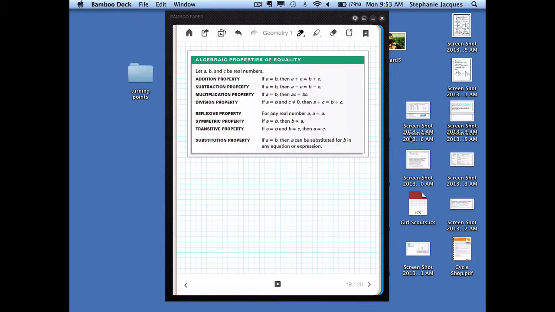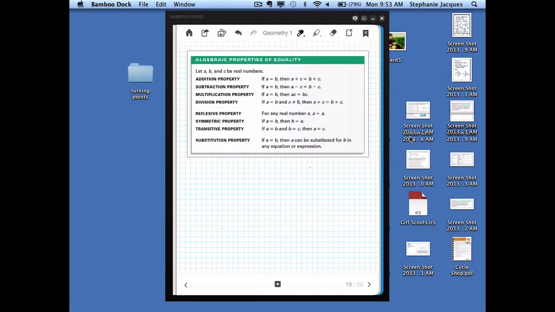And the addition property just states that if A equals B, then A plus C equals B plus C. And basically, when you use that as a proof, it's like you're adding something to both sides of the equation. So you justify your answer by saying, I used the addition property because I added the same amount to both sides of the equation. Subtraction property, same thing. If you subtract the same amount from both sides, then you're using the subtraction property. Same thing with the multiplication property and the division property.